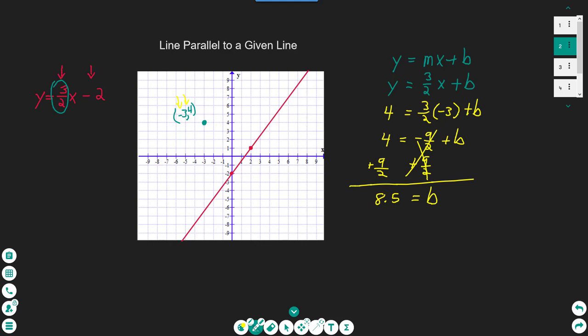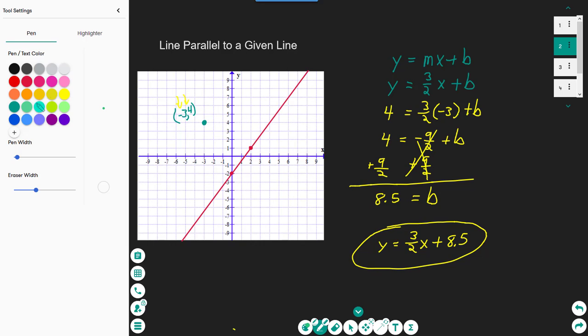So what is going to be the equation for our new line? Well, we just need to plug that b back into our standardized form. So we have y is equal to, we discovered the slope was 3/2 x, or 3/2 I should say. And then the b we now know is 8.5, a positive 8.5. So this is going to be our equation for a line that is parallel to the red line and passes through the point -3, -4.